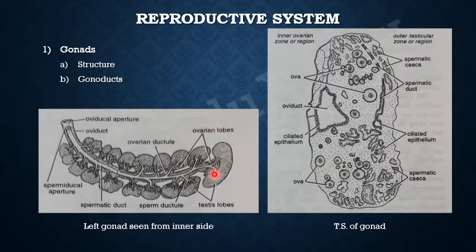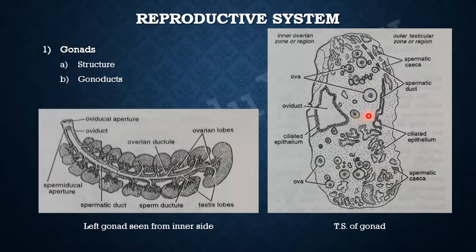Inside the testicular zone, there is the ovarian zone or the ovarian lobe. The ovarian zone has a lobulated surface. Here it is shown inside. The ovarian zone has a lobulated surface due to formation of ovarian follicles. These are the ovarian follicles containing rounded ova in various stages of development.